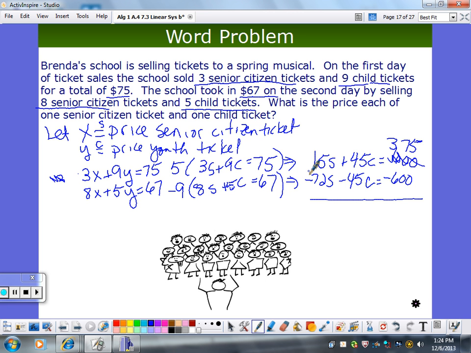Fantastic. I can add. What's 15 minus 72? Negative 57s. These are gone. Equals, what's 375 minus 600? Negative 225. All right, and then I divide by negative 57 to see the price of the senior ticket, right? Because that's what that stands for, the senior ticket. So what's negative 225 divided by negative 57?